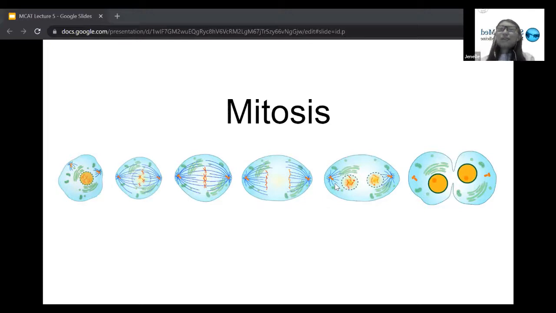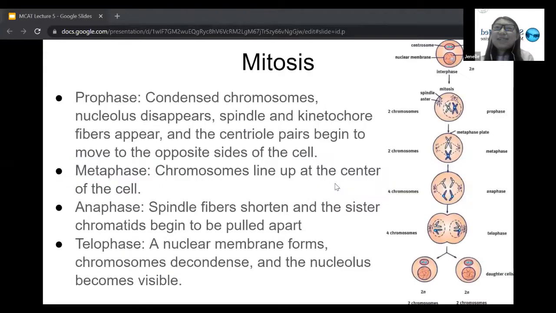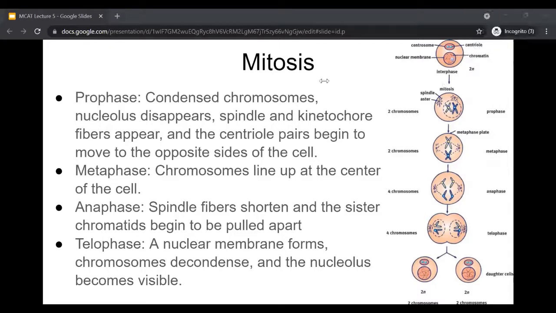Now, speaking of mitosis, we're going into mitosis. In mitosis, the first step is prophase, when the genome becomes visible after condensing into chromosomes, the nucleus disappears, the spindle and kinetochore fibers appear, and the centriole pairs begin to move to the opposite sides of the cell.